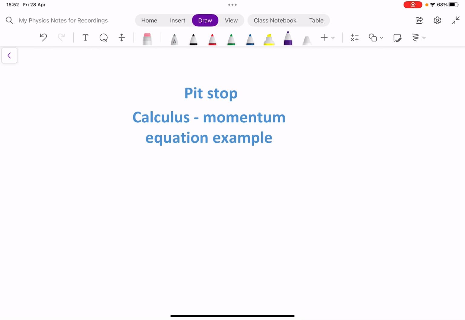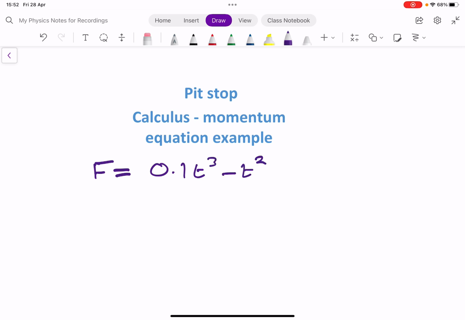So just another really quick example with the calculus, this time involving the force and momentum equation. In this case, I'm going to start with a force equation. Again, we're sticking with just polynomials, so it's nice and easy, but it shows you the basic principles of it. Right, what I want, given this equation for force for a moving object, is to find an equivalent equation for its momentum, which is time dependent.